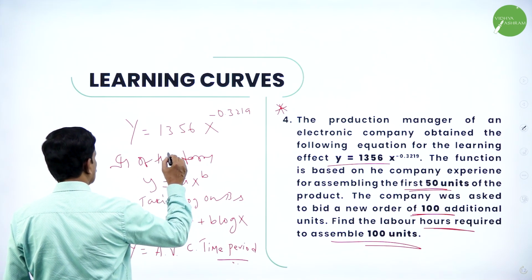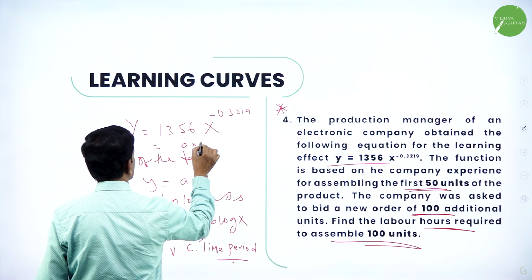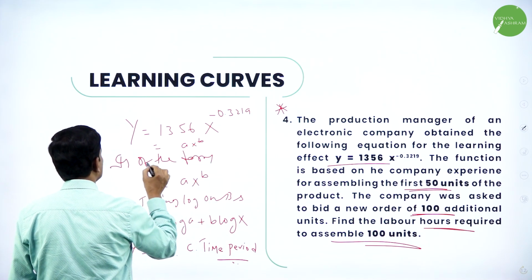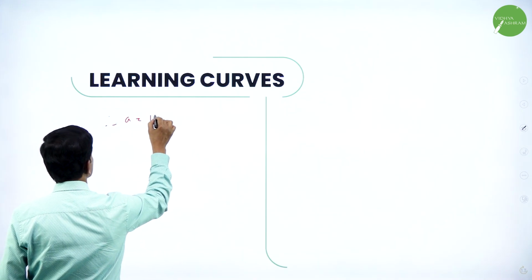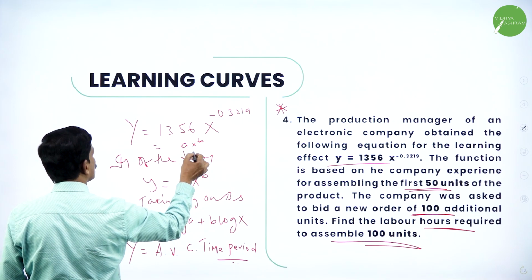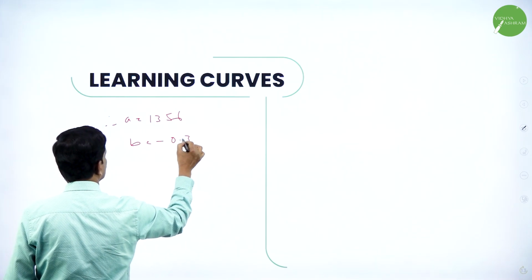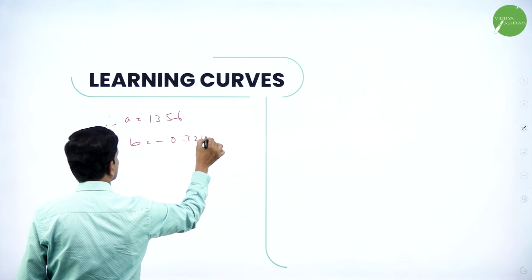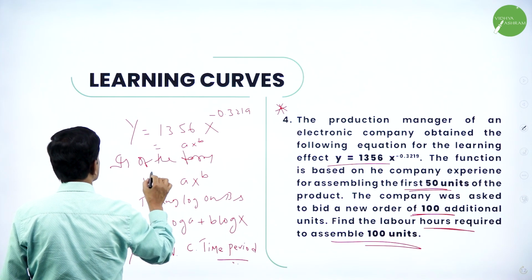This is A into x to the power of b. Now what is A? Therefore from this A is equal to 1356. B is equal to minus 0.3219, and x is x itself.